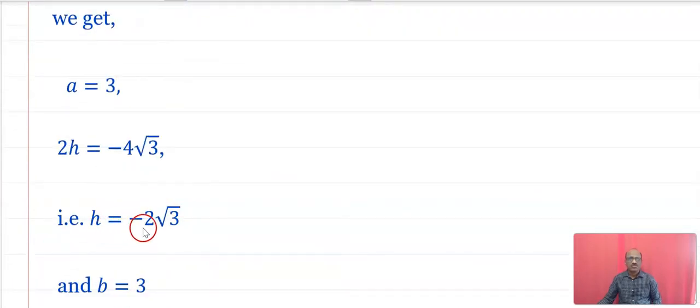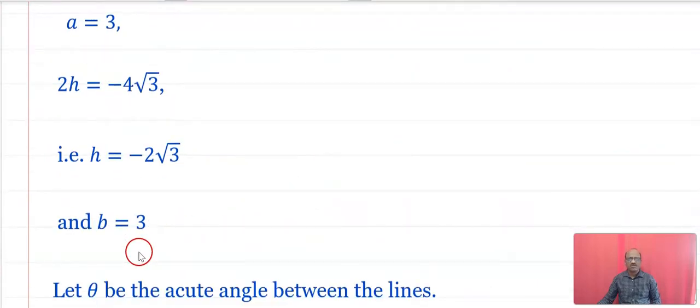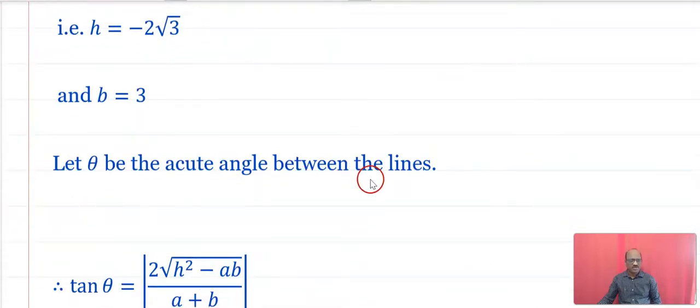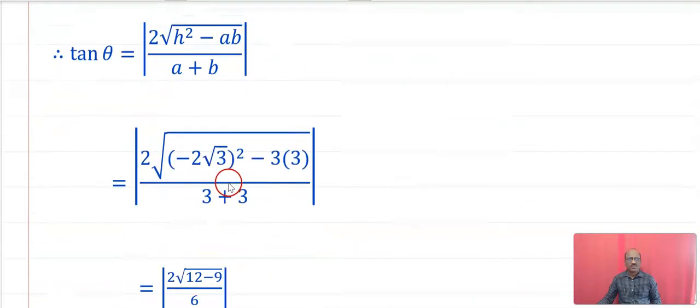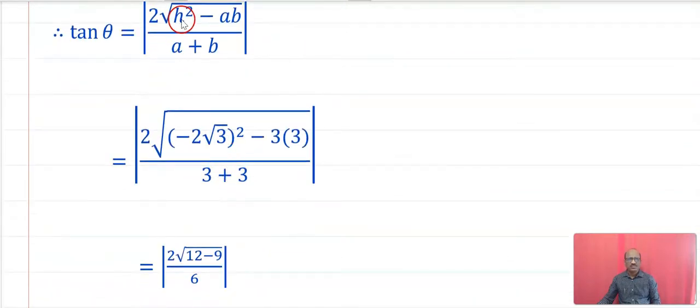The value of h is equal to minus 2 root 3 and b is equal to 3. Let theta be the acute angle between the lines. Therefore, tan theta is equal to mod of 2 root of h square minus ab upon a plus b. Substitute the value of h: minus 2 root 3 bracket square minus 3 into 3. Minus 2 root 3 bracket square means what? 4 into 3. The square of 2 is 4 and root 3 square is 3.